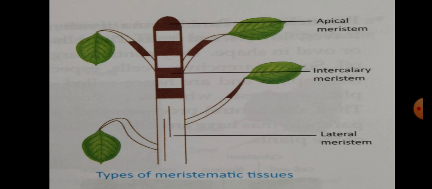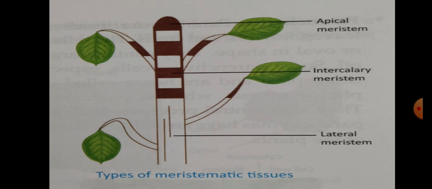Where is the apical meristem exactly located? It is located at or near the tip of the roots and shoots. You can see it here at the particular tip. This apical meristem is responsible for the cells starting to divide, and the height of the plant increases.